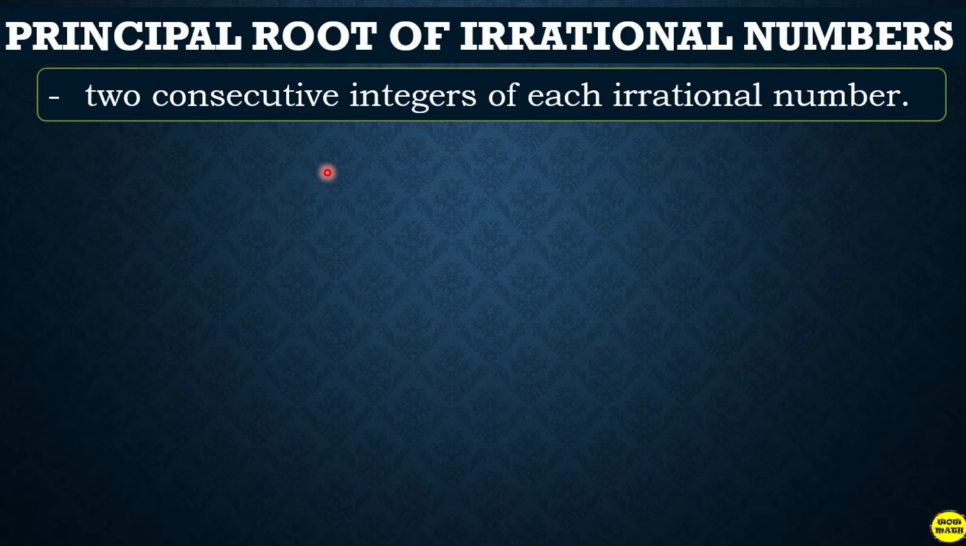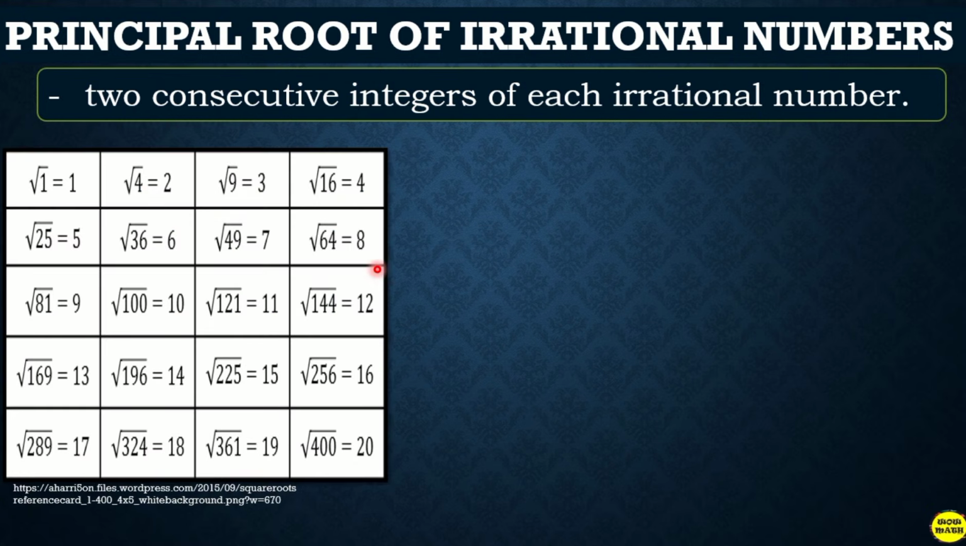So, paano natin kukunin ang principal root of irrational numbers? So, irrational means ito yung mga hindi perfect squares. So, since hindi nga sila perfect, ano ang isasagot natin? So, kukunin natin yung dalawang consecutive integers of each irrational number. So, dapat you have to familiarize yourselves doon sa ating table of square root and perfect square. So, dapat familiarize tayo doon sa mga perfect squares and its square root.